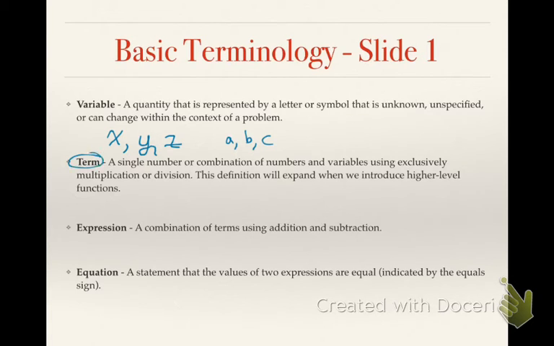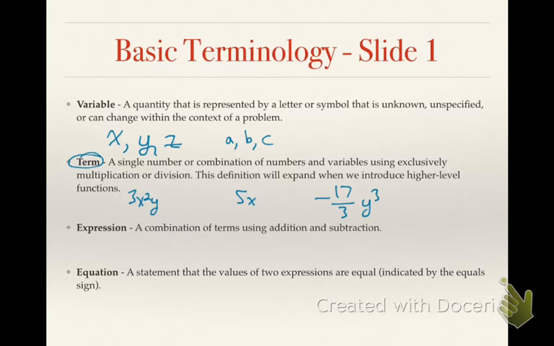Term. A term is just a single number or combinations of numbers and letters, variables, that only deal with multiplication and division. So those are essentially monomials. So 3x squared y is a term. 5x is a term. Negative 17 thirds y cubed is a term. Only multiplication and division.